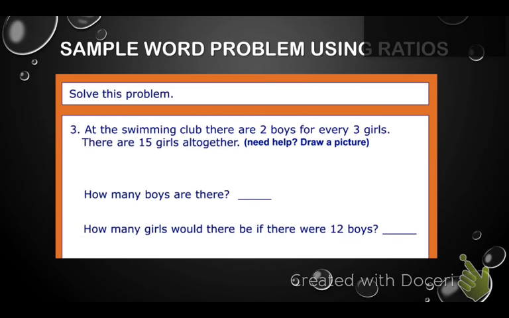All right. Real quick. It says there's 2 boys for every 3 girls, right? And it says there's 15 girls altogether. So how many boys are there? Well, that's really simple. We have 15 girls. So these are equivalent fractions. How does 3 become 15? Well, we multiply by 5. So 2 times 5, well, that's 10. So we have 10 boys.